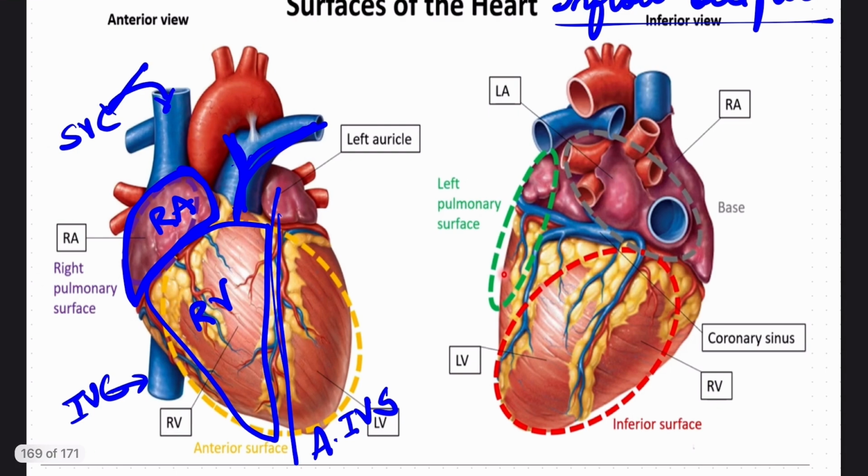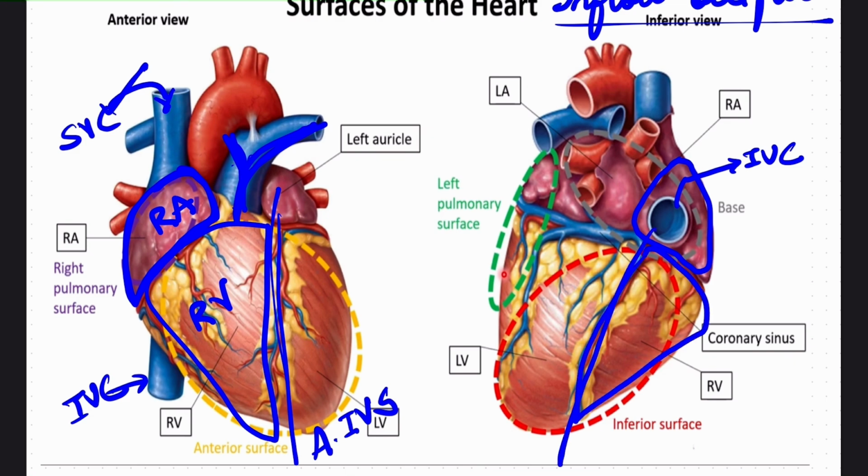This is the posterior surface of the heart. Here you can visualize the right auricle, showing you the opening for the IVC. This is the right ventricle. Here is the posterior interventricular septum. Since it is on the posterior surface, this groove is given the name posterior interventricular septum. This is the opening for the IVC.